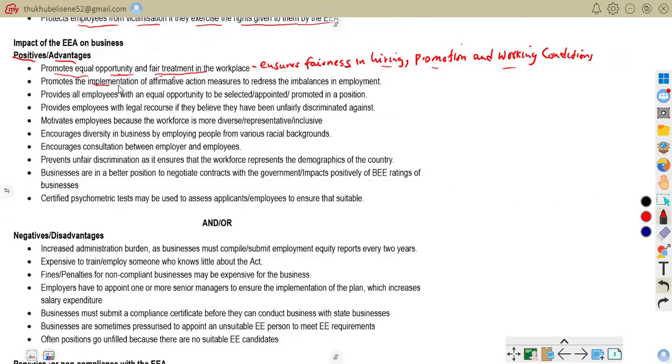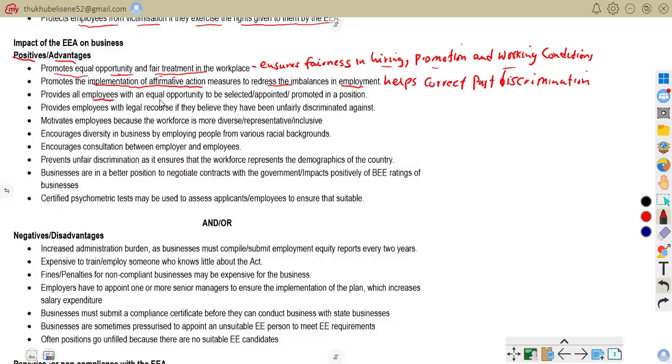Now it says promote implementation of affirmative action measures to redress imbalances in employment. Meaning to say it helps correct past discrimination, and you do that by giving opportunities to disadvantaged groups. For example, a business hires more qualified Black candidates for senior positions to balance representation. So that is that.